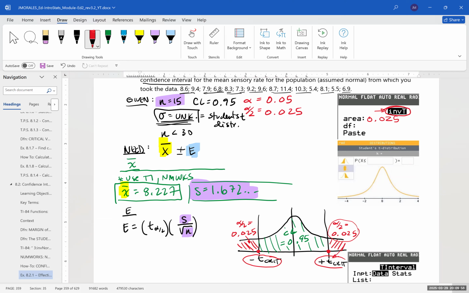All right, degrees of freedom. So I should have calculated that earlier. That's going to be n minus 1, which is 15 minus 1. So degrees of freedom will be 14. Let me make that a little bit better. 14. All right. And with the NumWorks, degrees of freedom is 14. We want the area on the right with an area of 0.025. So let's look and see what our t critical value is going to be.